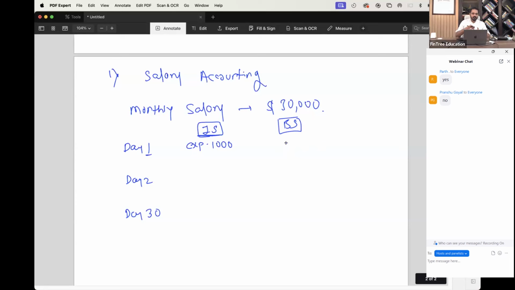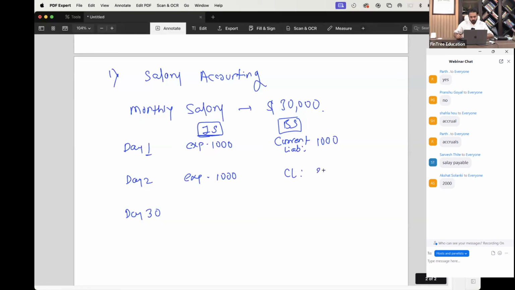Correct, because your expense is accruing, but your cash is not going out, right? So on the balance sheet, we create a current liability, which is compensation expense payable, or salary payable. First day, we'll create a liability of 1000. Then on day 2, we will recognize one more expense in my salary account, that will be 1000. Now day 2, my current liability will go to how much? It will go to 2000.